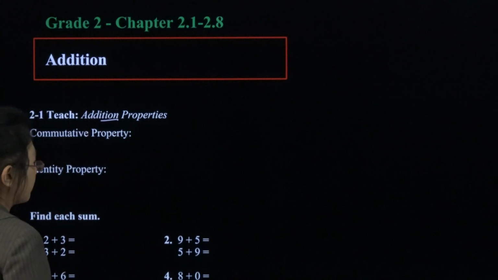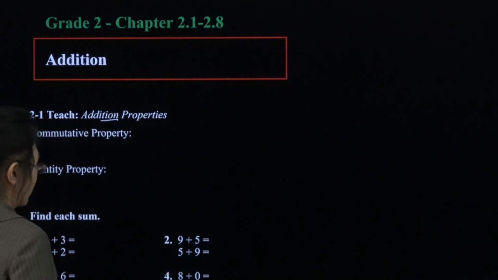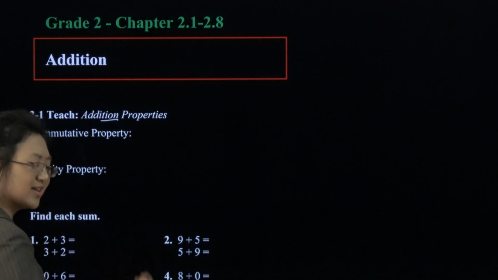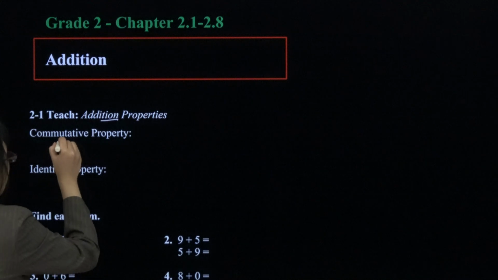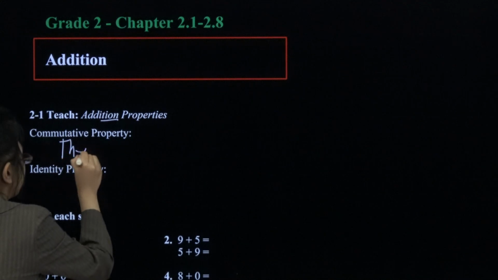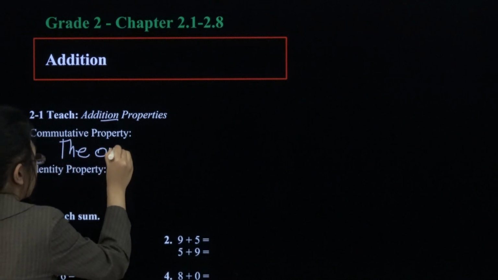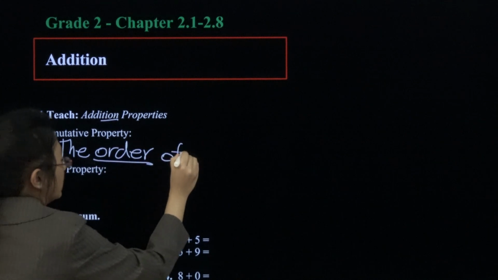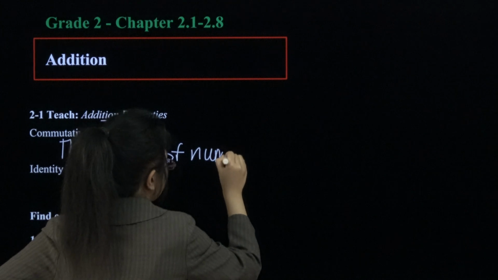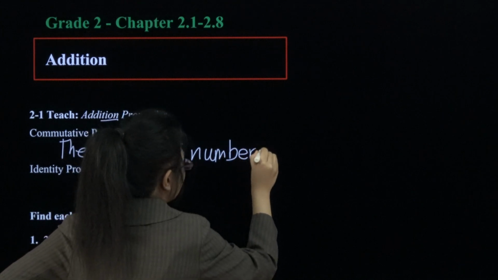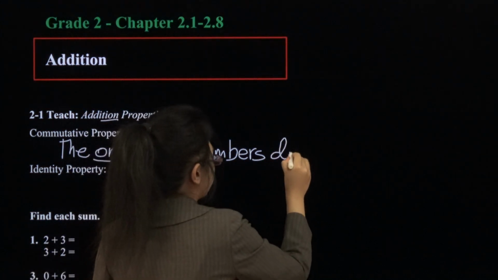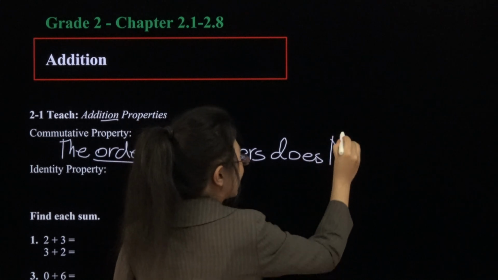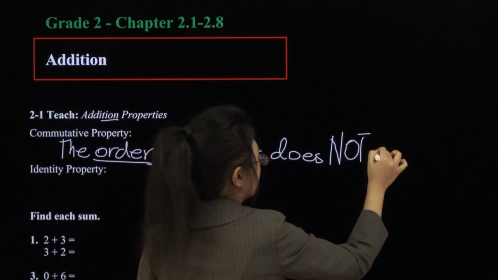Alright, so commutative property. What is a commutative property? It basically just says that the order of numbers does not matter.